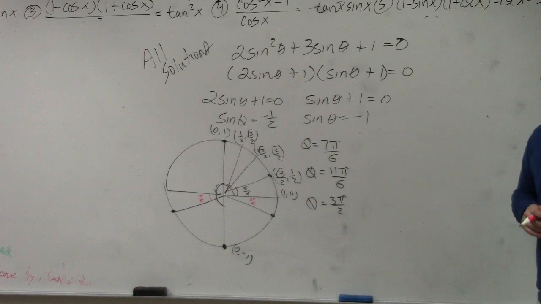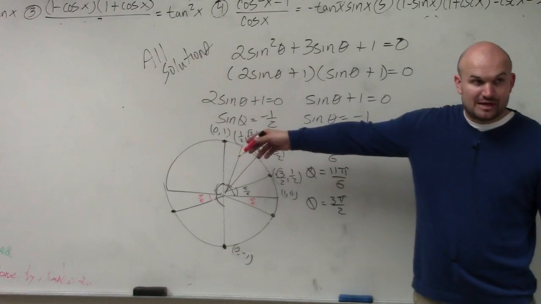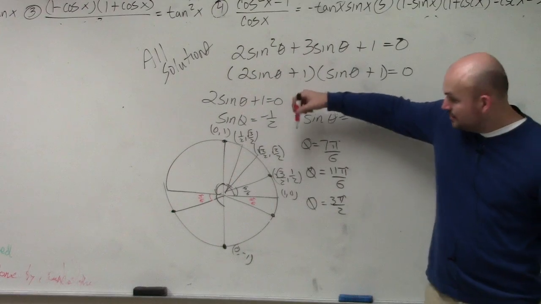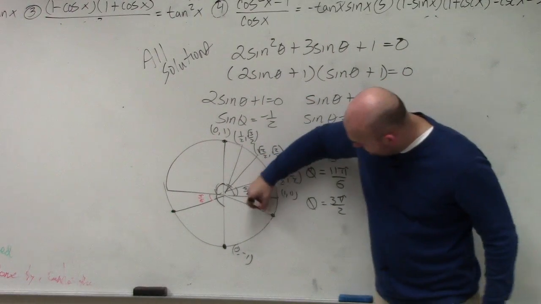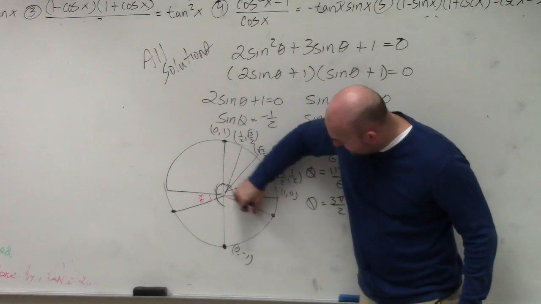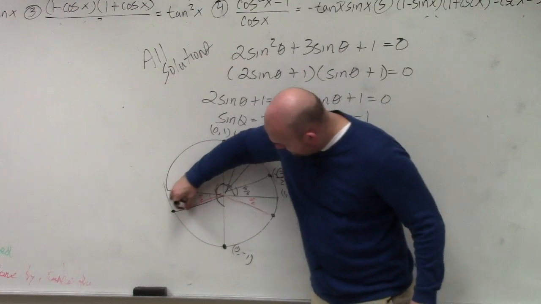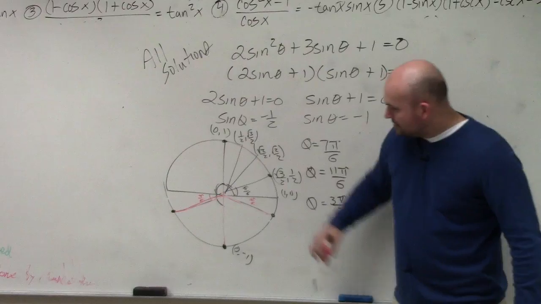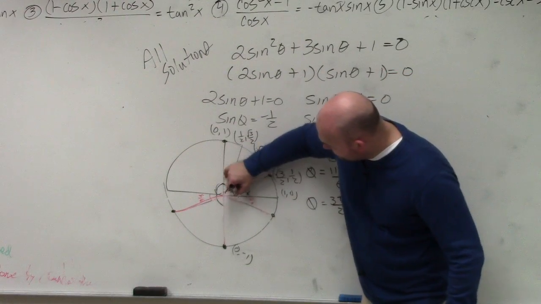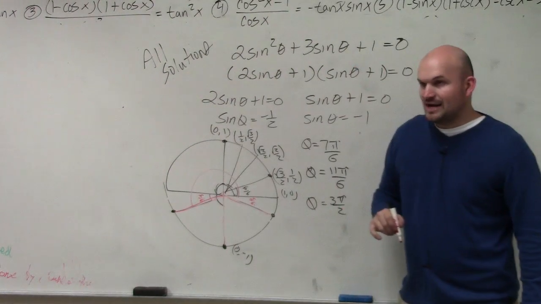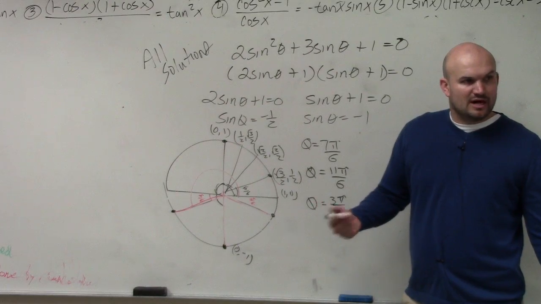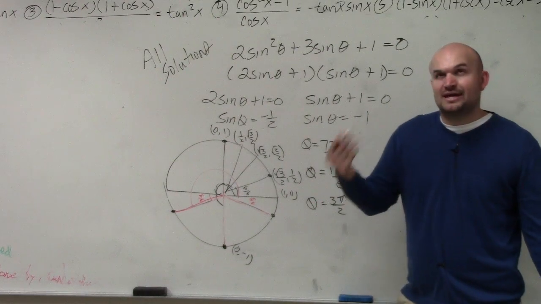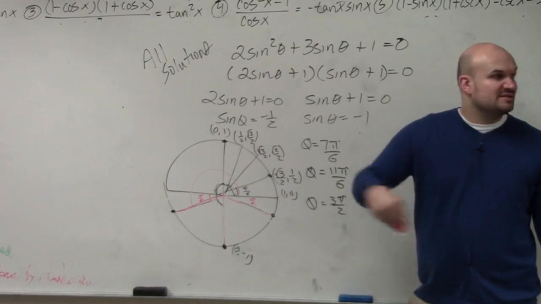Now, they're asking you to find all the solutions. I only found the solutions, ladies and gentlemen, between 0 and 2 pi. So my solutions are basically on this line, that line, and that line. So if I say 7 pi over 6 is one angle, how do I find the next angle that would give you the same terminal side?